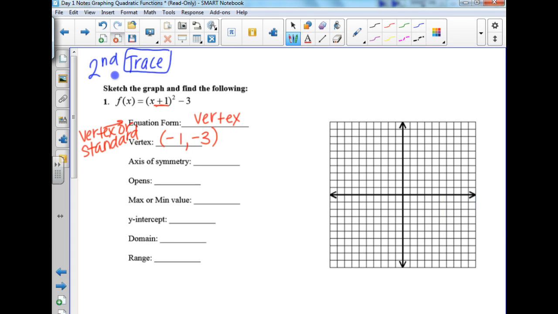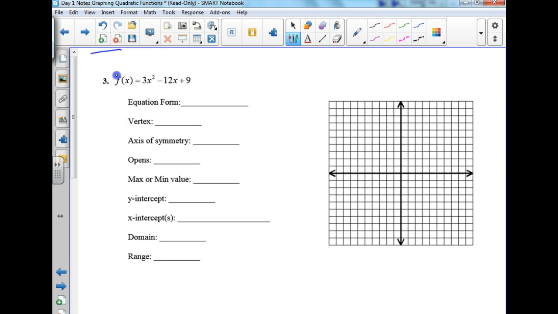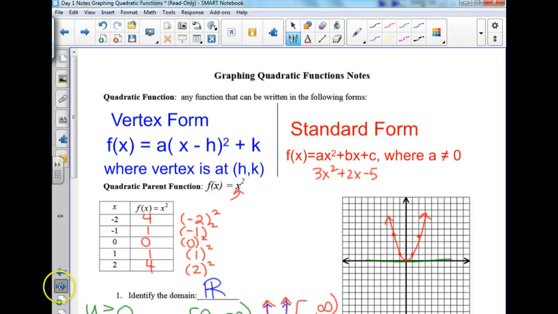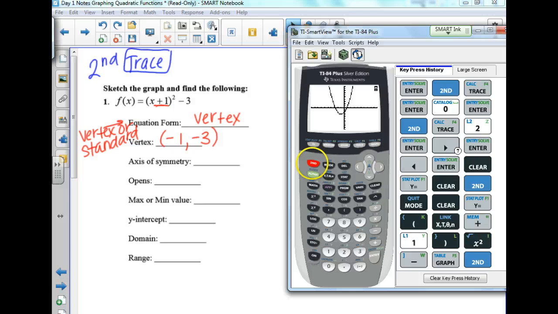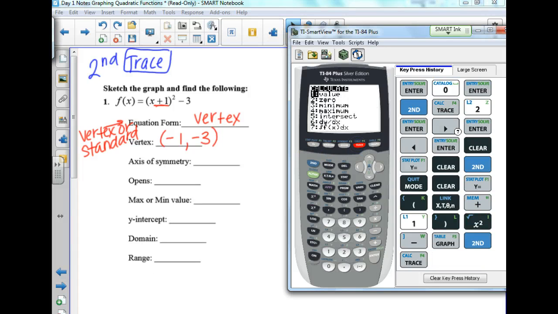Second trace. So we're going to be using number 1, 2, 3, and 4 on this. If you don't know how to find the vertex, you can see there's nothing that says vertex on here, but by looking at your graph, do you have a minimum or a maximum value? You have a minimum. So here we can say minimum.